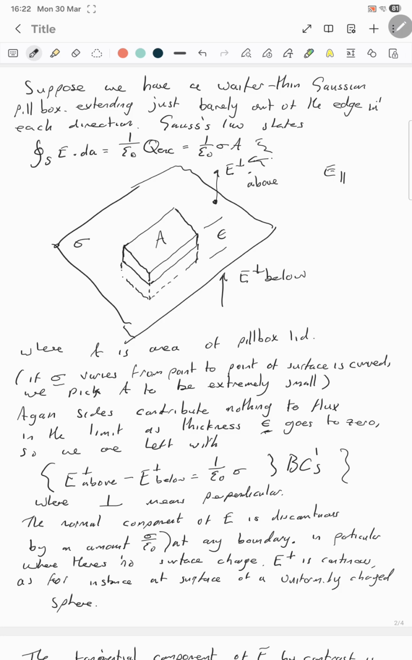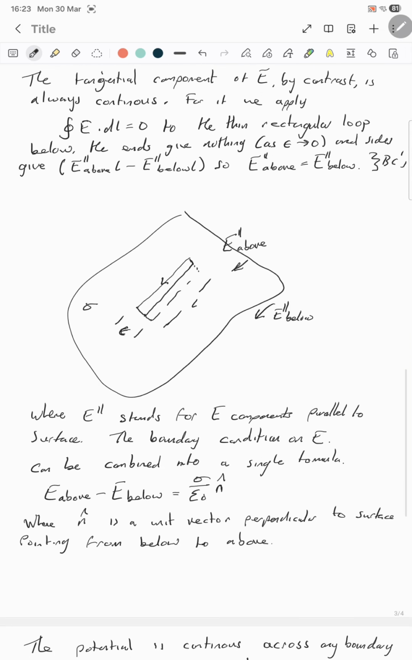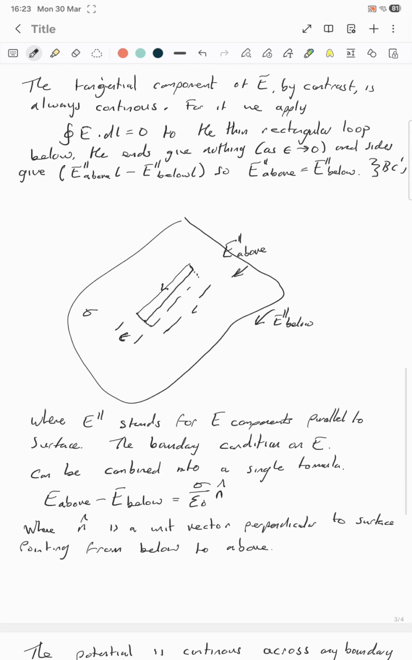In particular, where there's no surface charge, our perpendicular electric field is continuous, as for instance at the surface of a uniformly charged sphere. Now, the tangential component of E, in contrast, is always continuous. For if we apply Gauss's law here to the rectangular loop below, the ends give nothing as our ε goes to 0, and the sides give this as our parallel. So by our parallel boundary conditions, we have this here.